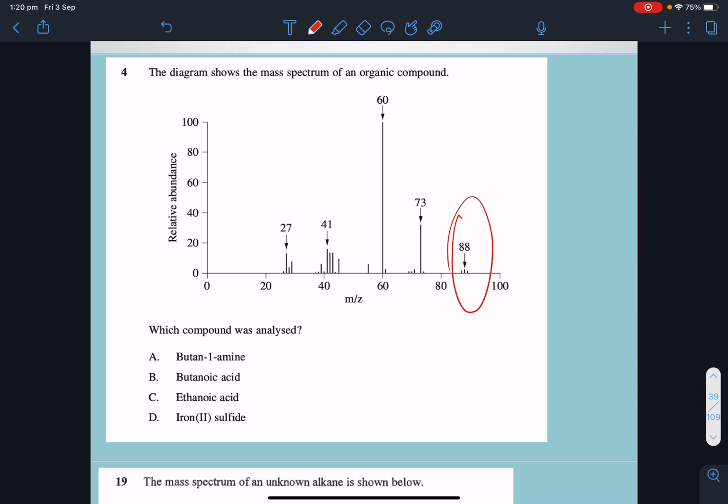Notice our largest peak there, they've labelled 88. I know they've got an 89 there, but they've ignored it, saying that that's an isotope peak. So 88 is our parent peak. So which one of these has a molar mass of 88 grams per mole?